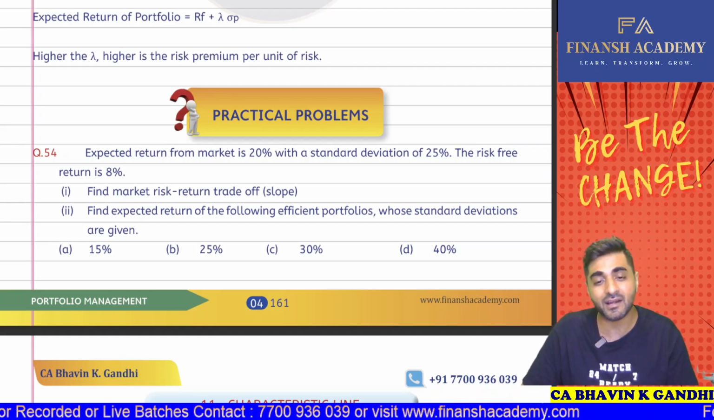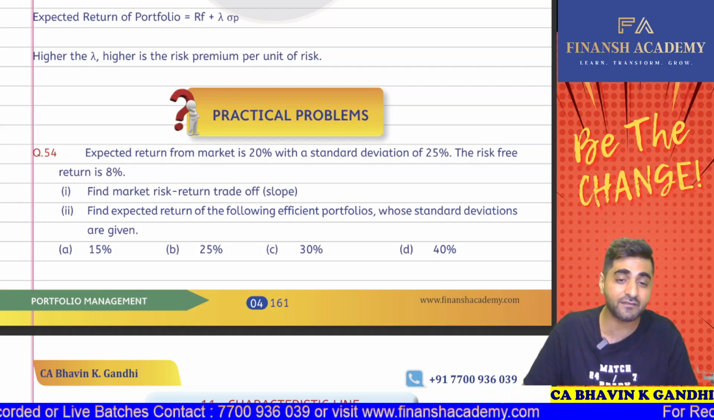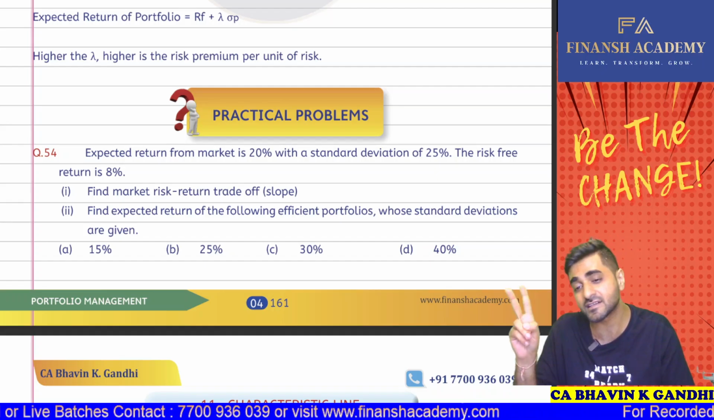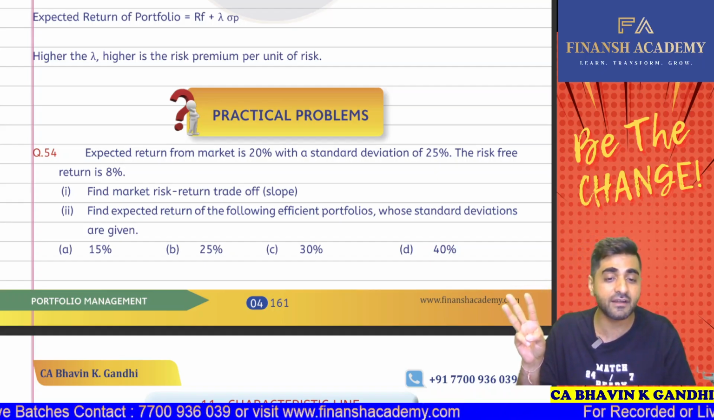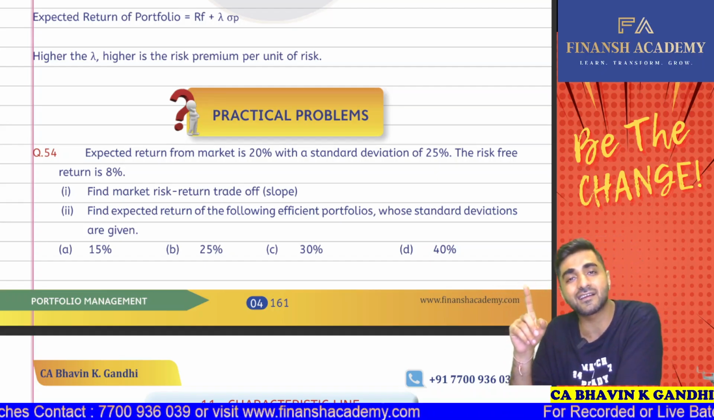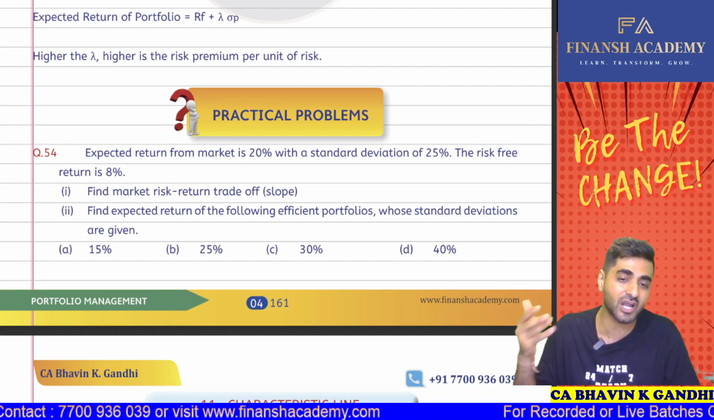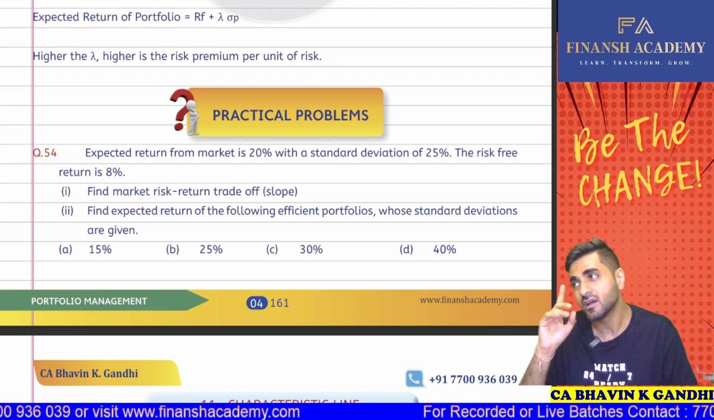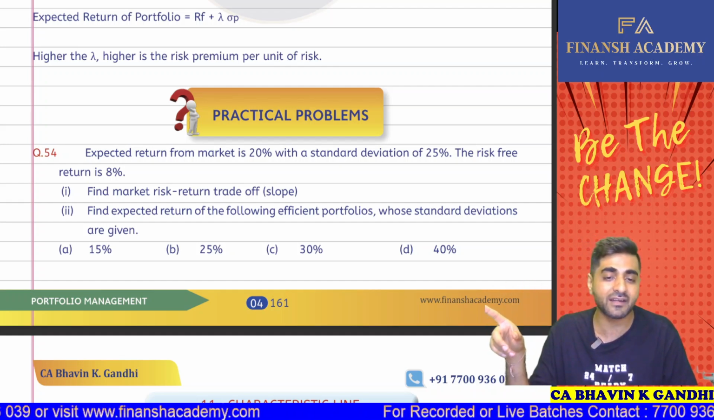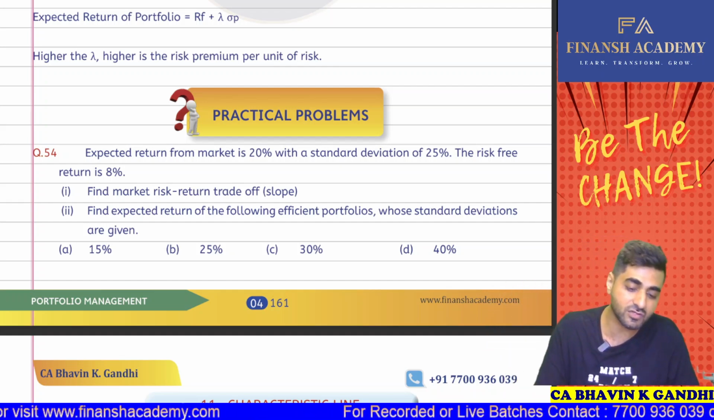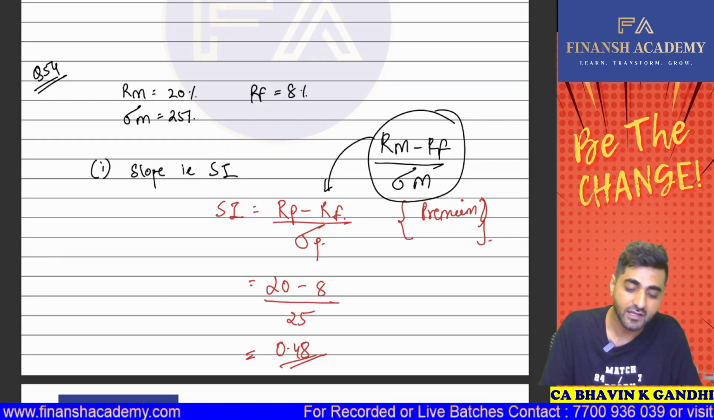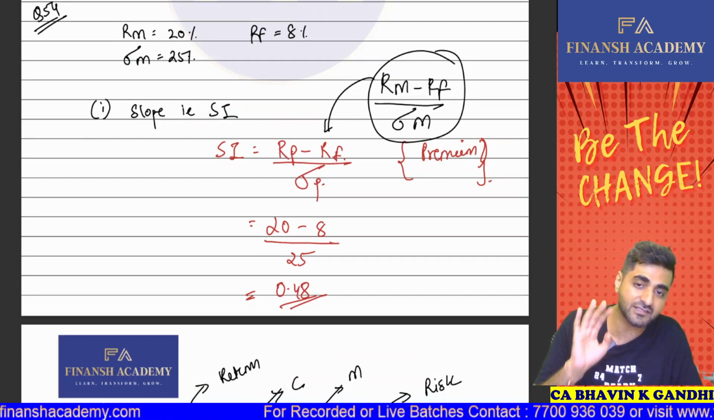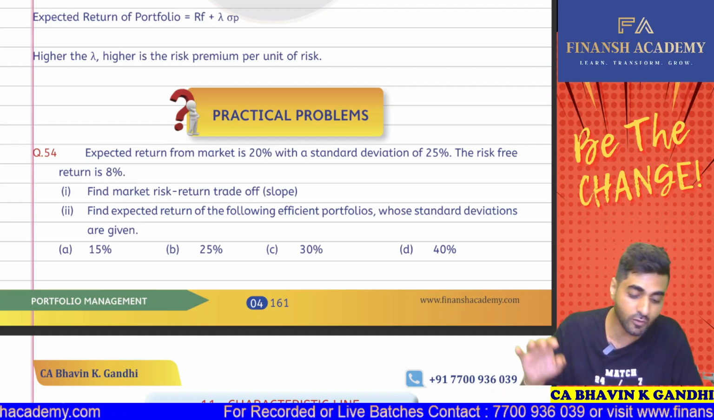So expected return from the market is 20%, standard deviation is 25. Can you see Nifty return is given, Nifty risk is given, risk-free rate is given. Find the market risk return trade-off slope. So we are required to calculate Sharpe's index. We can calculate Sharpe index by taking the premium of the market return, which we divide by the risk. So that's how we'll be getting the Sharpe's index. You can see that the Sharpe's index is coming as 0.48, which is also called the slope.